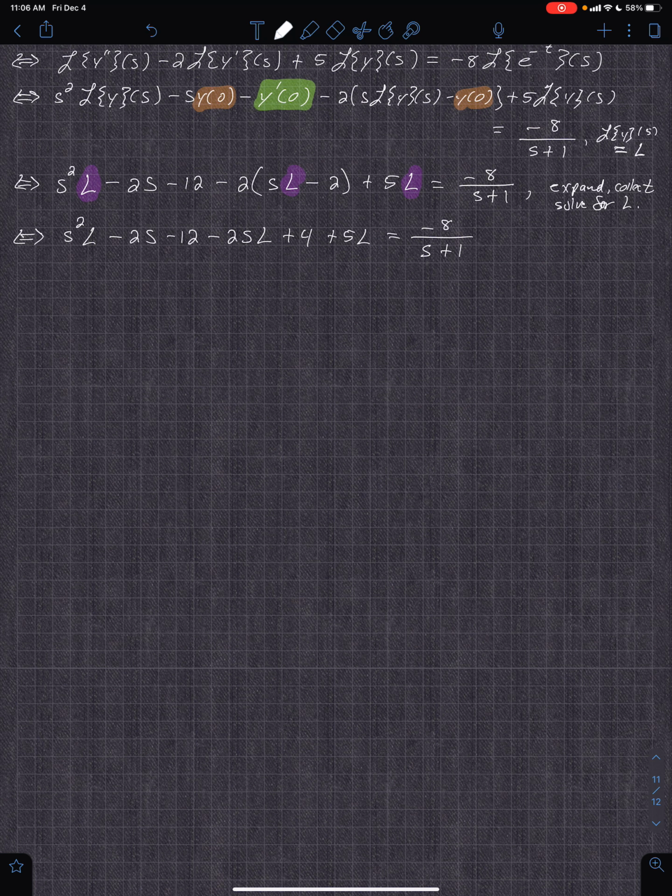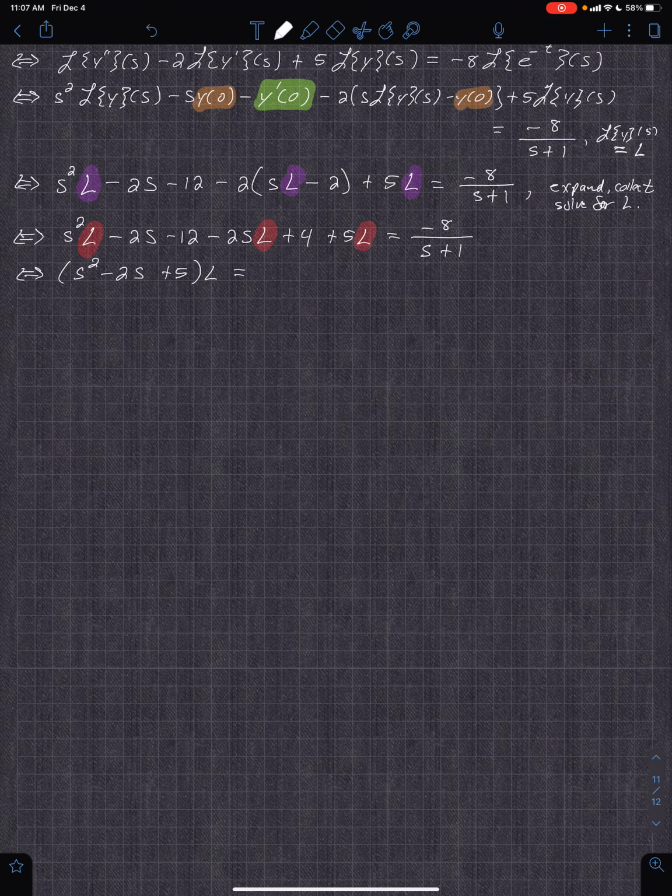So now let's go ahead and collect like terms. I know you can see this already. I'm pretty sure you're right there with me. Let's collect like terms there, and everything else you bring to the right-hand side. So we get this equivalent to, and we can go ahead and factor that right away, can't we? We can just say it's s squared minus 2s plus 5 L. And then let's bring it over to the right-hand side.